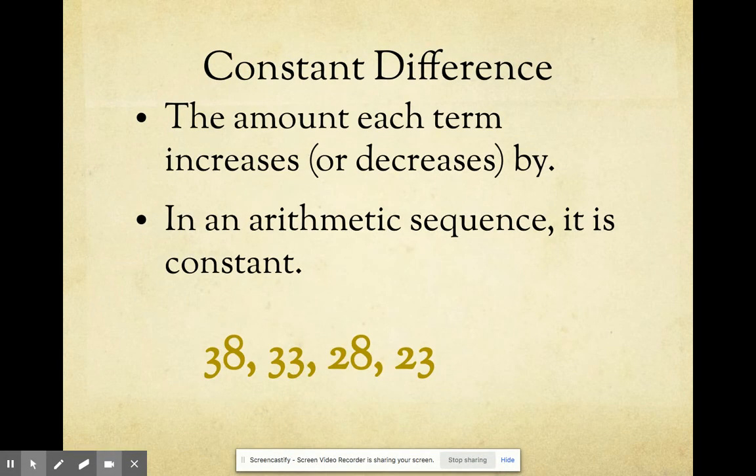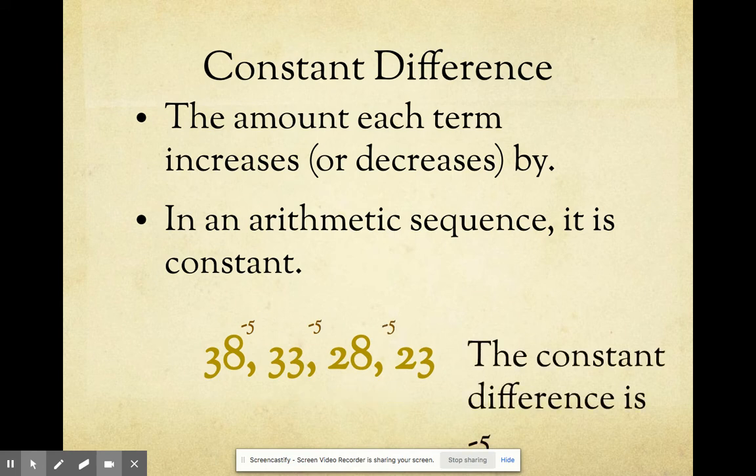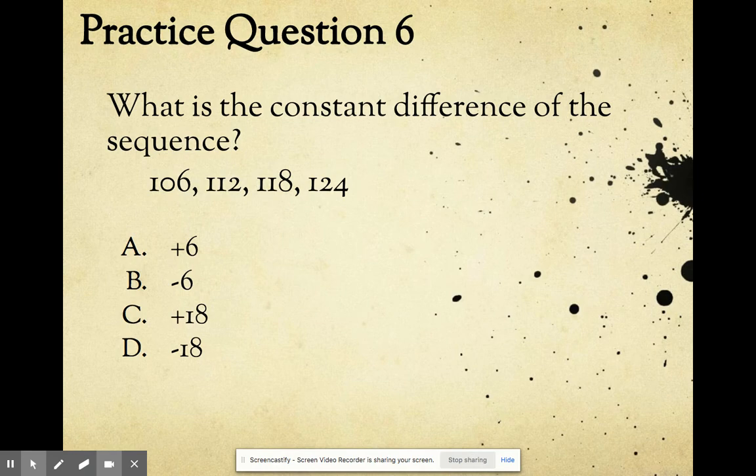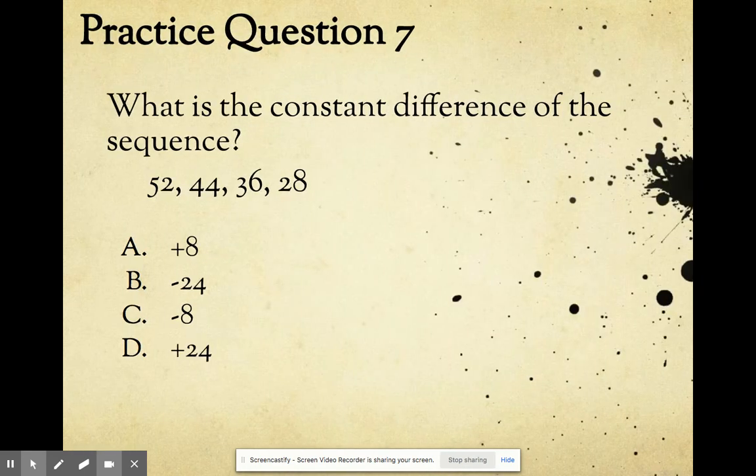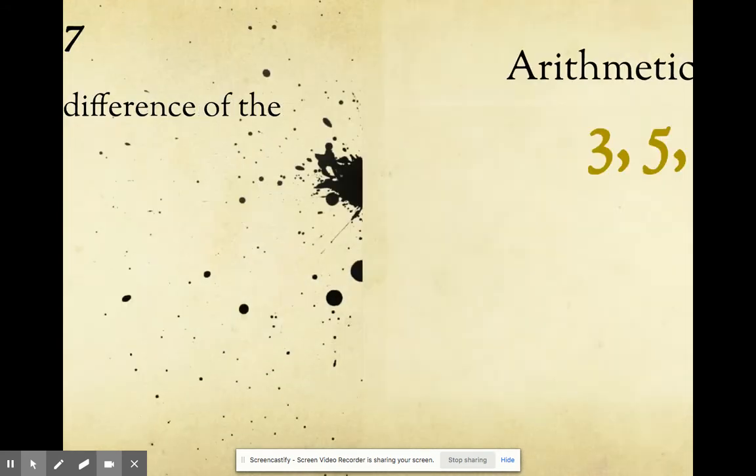You can also look at 38, 33, 28, 23. We are subtracting 5 each time to get that constant difference. So the constant difference for this is minus 5. Practice this one, pause the video if you need to.